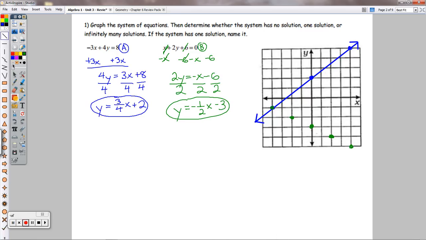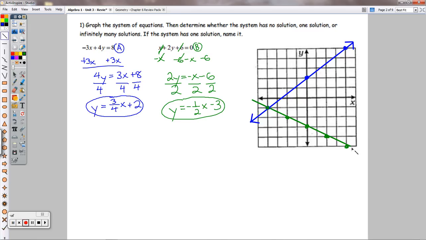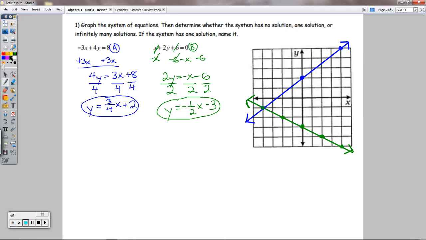So if we graph that line, that's going to look like this, and the solution to this system of equations is where they cross. So right there, where they cross, is the solution, and that solution is at, it looks like, -4, -1. And you could take those two values and plug them back into both equations if you wanted to check your answer to make sure it was right. So let's move on to number 2 from there.